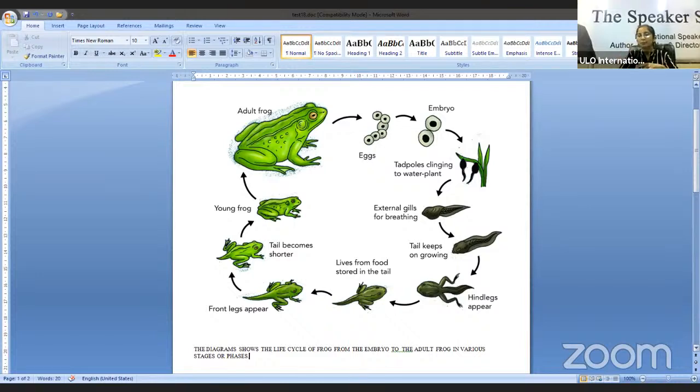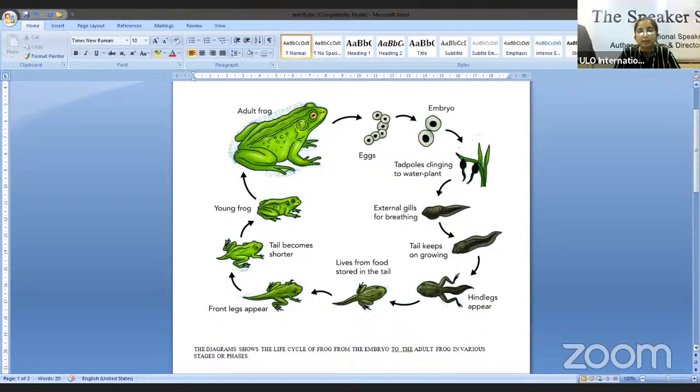So the mass of eggs laid by the adult frog in the water starts developing into the embryo, and after the embryo it becomes a tadpole, which lives under the water for protection. By that time, external gills for breathing are produced. And we can also describe the tadpole here. A tadpole is a structure which has a short tail and a small body. You can also mention it. And then external gills for breathing, because they have to breathe dissolved oxygen. So they need external gills, and there is a formation of external gills that you can mention, because this life cycle is followed by every frog.